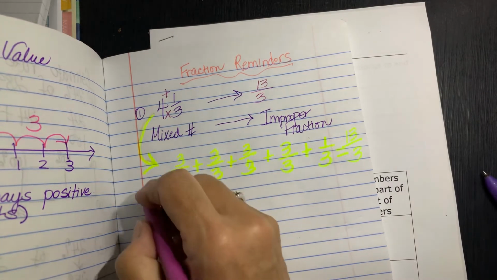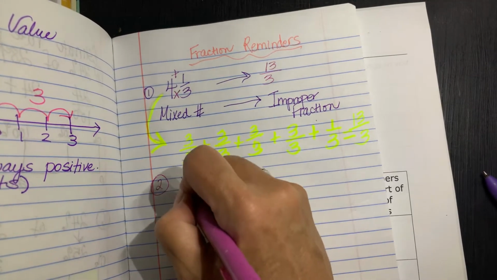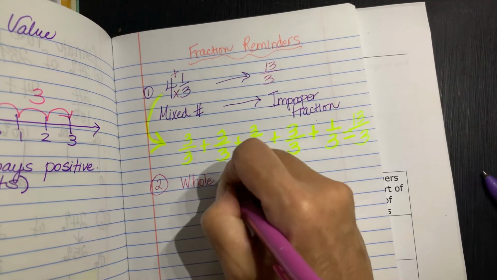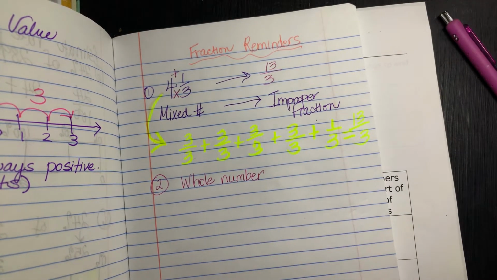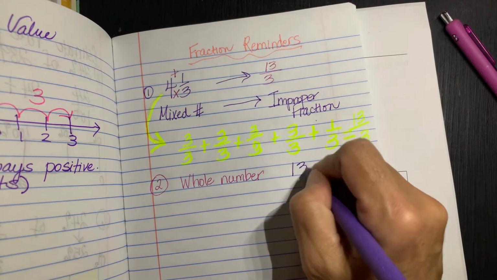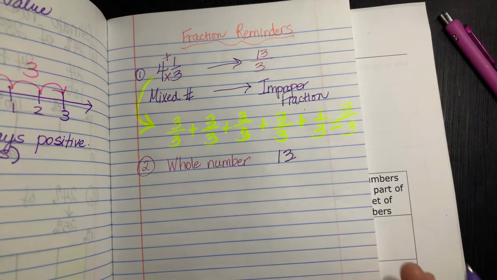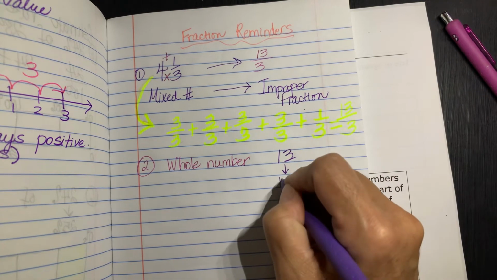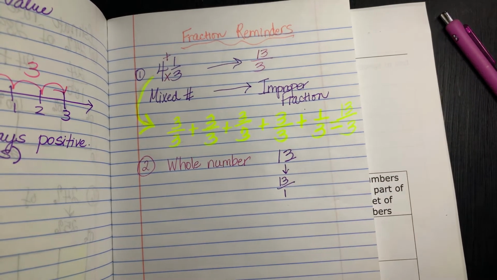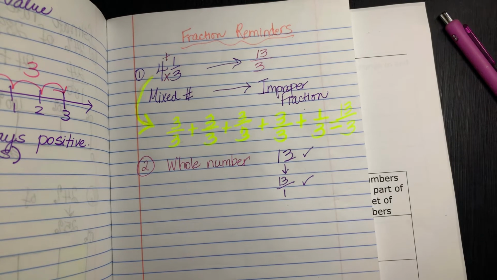So, the other thing that I wanted to remind you of is if you have a whole number, let's say you have the whole number 13. Can that be written as an improper fraction? Can it be written as a fraction? Absolutely. This is the same as that. So that could be a rational number, couldn't it? So 13 could be a rational number.